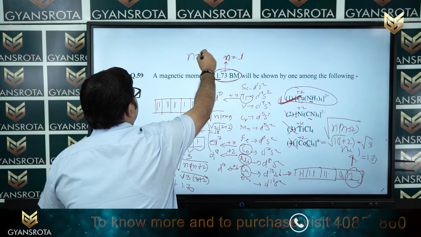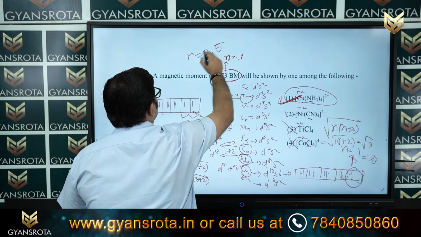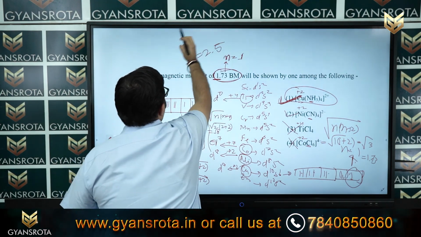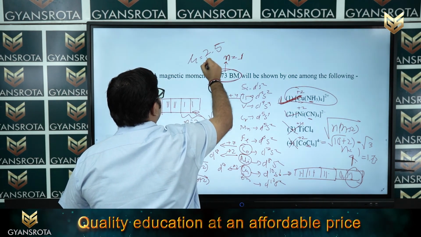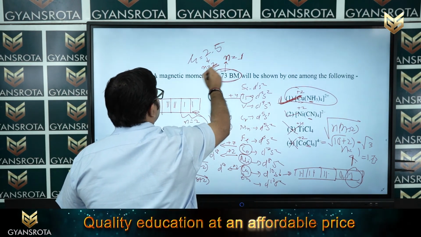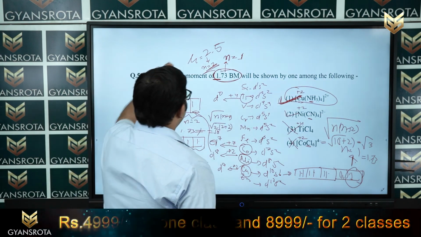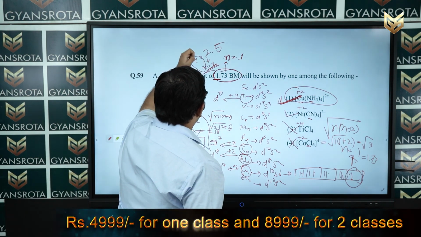Now, if it comes as 2.5, then definitely the Bohr magneton value, that is mu equal to 2.5, means the number of unpaired electrons will be 2. So, these things come from the observation part, you can just remember it as a trick.